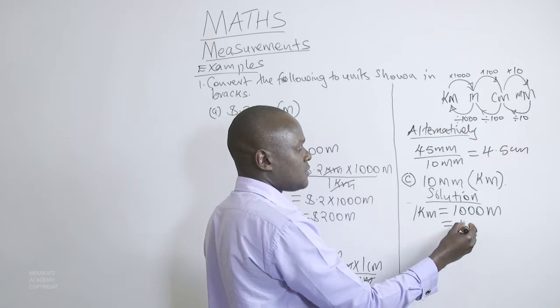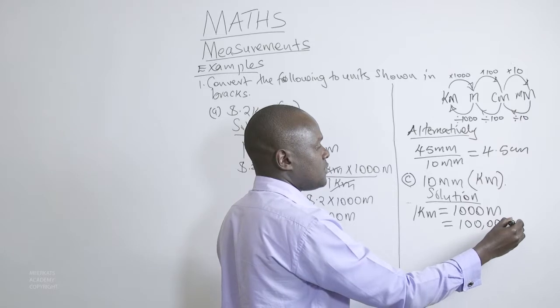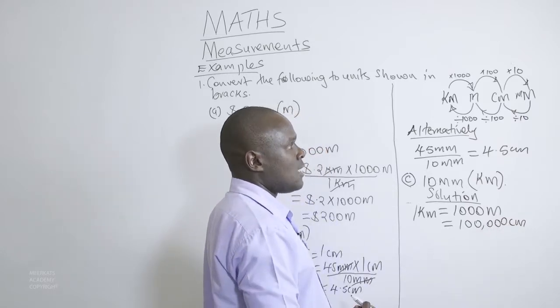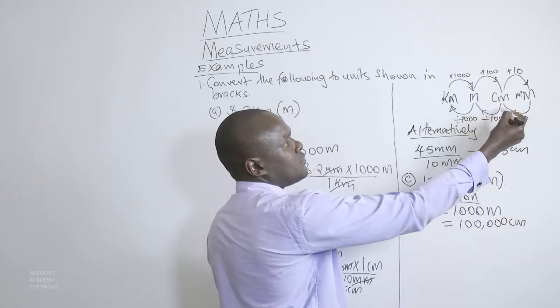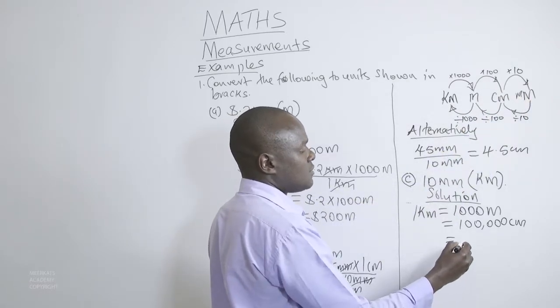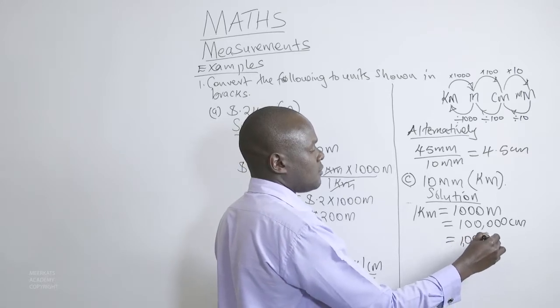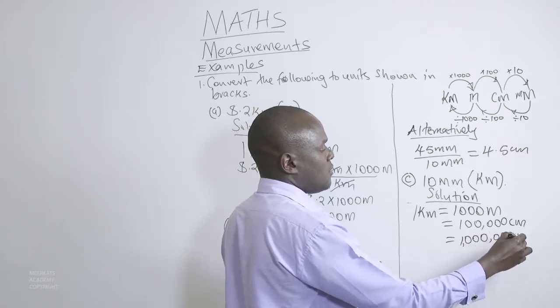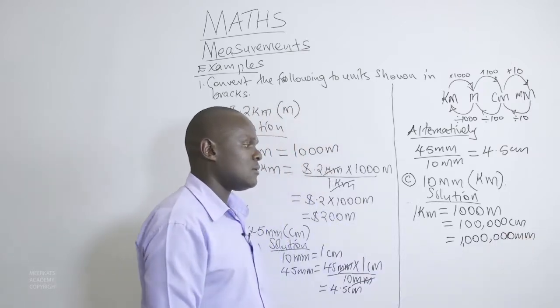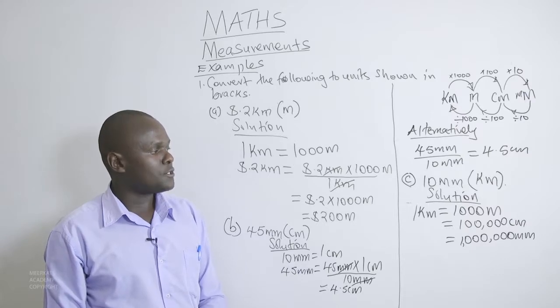This will be the same as 100,000 centimeters. And if we are at the centimeter point, are we able to move to the millimeter? Yes, this is the same as 1 million millimeters, which is equivalent to a kilometer.